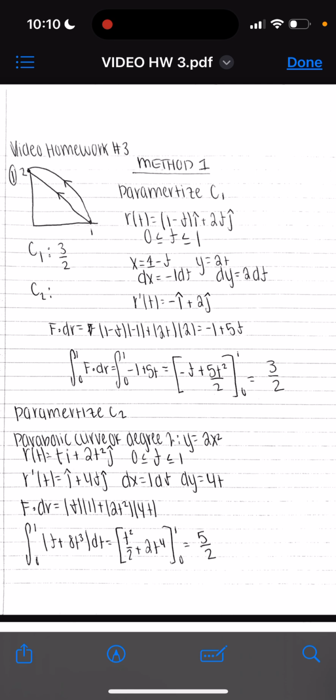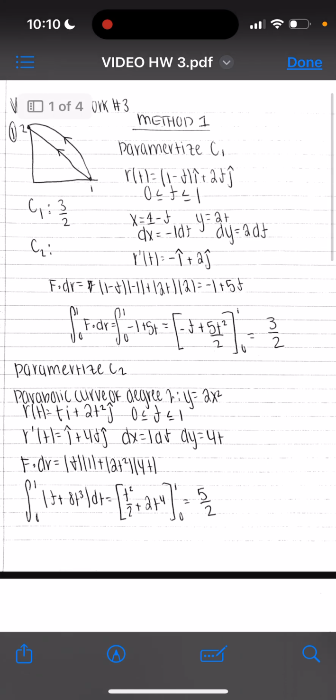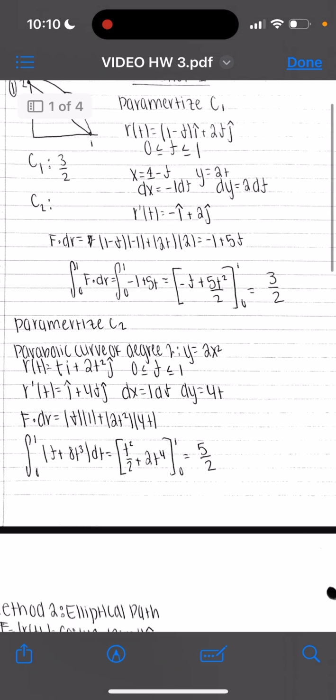Compute the dot product of F dot dr, which leaves us with t plus 8t cubed dt. We take the integral of that and then evaluate from 1 to 0. Doing so gives us t squared over 2 plus 2t to the 4th, evaluated from 1 to 0, which is 5/2.